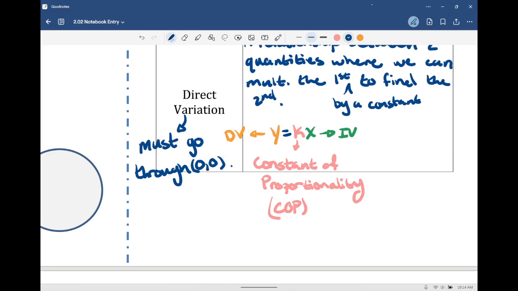It is a popular question on a test, a quiz, or an IA for them to ask you which of the following is a direct variation, and they'll show you 4 graphs. Anything that does not go through the origin is not a direct variation.